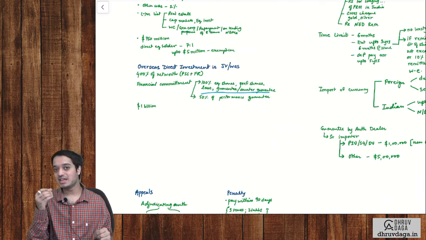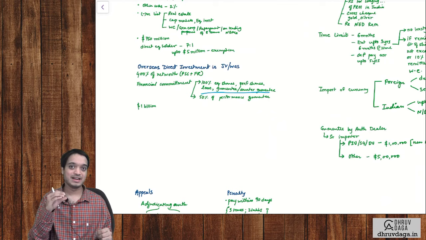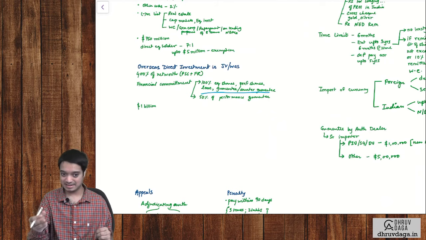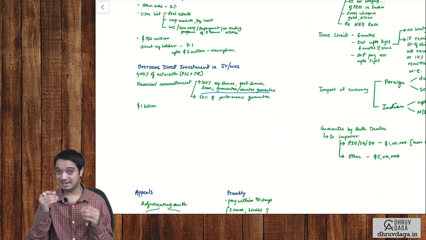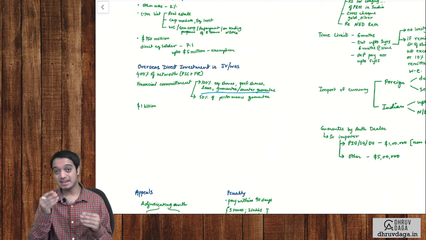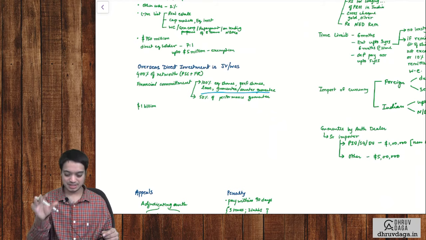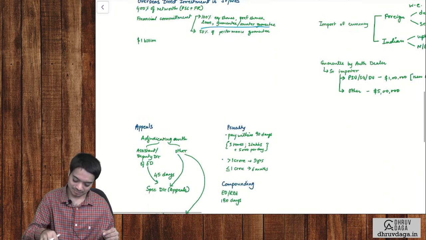Now this financial commitment should be not more than 400% of the net worth, that is paid up share capital plus free reserves of the entity. The second condition which is given is that the maximum overseas direct investment without approval can be up to $1 billion. So both of these conditions need to be maintained.